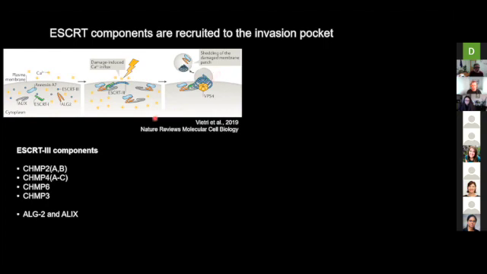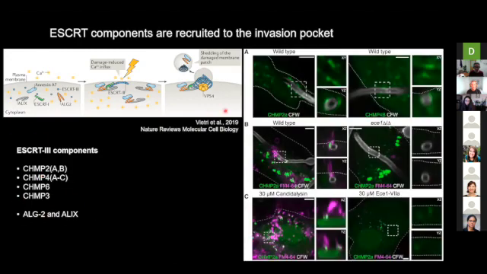If you break down the ESCRT components, you have different CHMPs: CHMP2, CHMP4, CHMP6. And you have these ESCRT-related proteins, ALG2 and ALIX. ALG2 we need to remember because it's an important inducer of the ESCRT. So when we're infecting the epithelial cells again and staining for these ESCRT components, we can see that CHMP2 accumulates at the pocket. CHMP4B accumulates at the pocket.